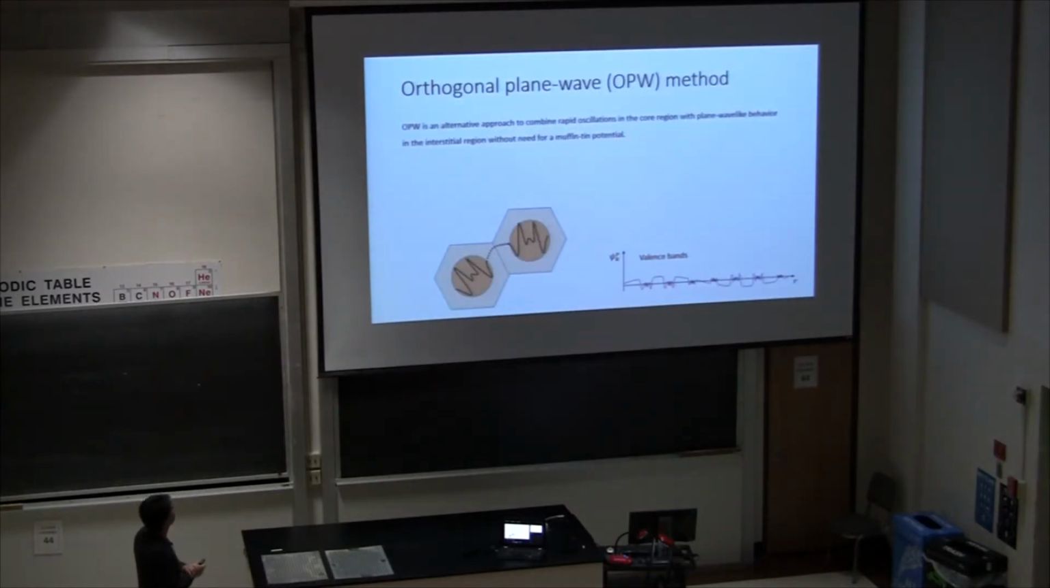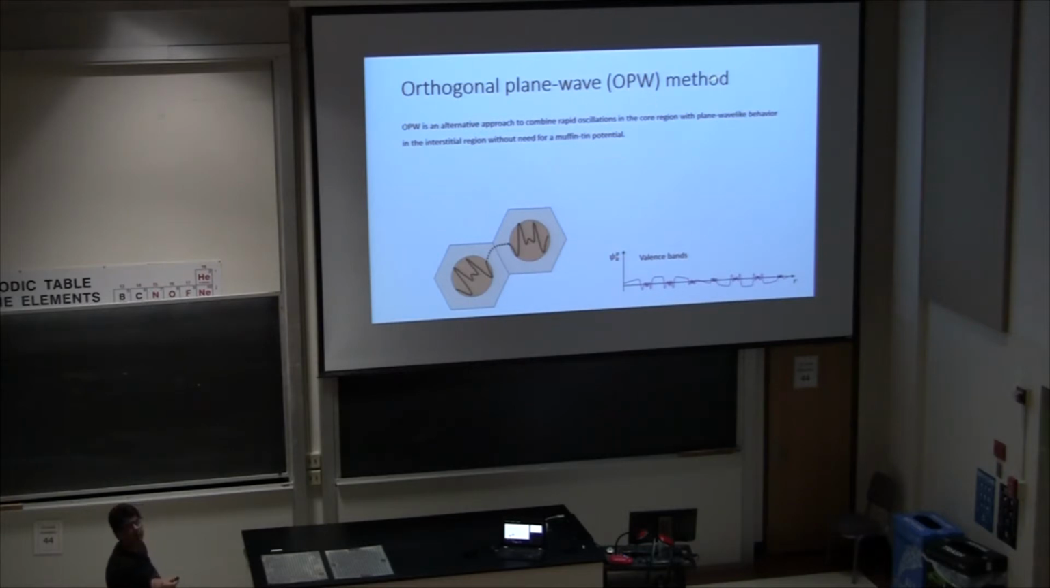Okay, so the orthogonal plane wave method is an alternative approach, again, to combine the rapid oscillations in the core region with the plane wave-like behavior in the interstitial region. However, we did the same thing in the augmented plane wave approach, but we did it by assuming a muffin tin potential, a potential that has an atomic structure within the muffin tin radius, and it goes to 0 in the interstitials. That was the approach that would use the APW, the augmented plane wave.